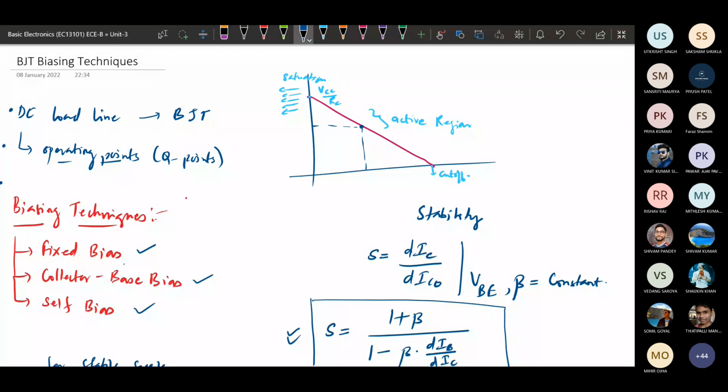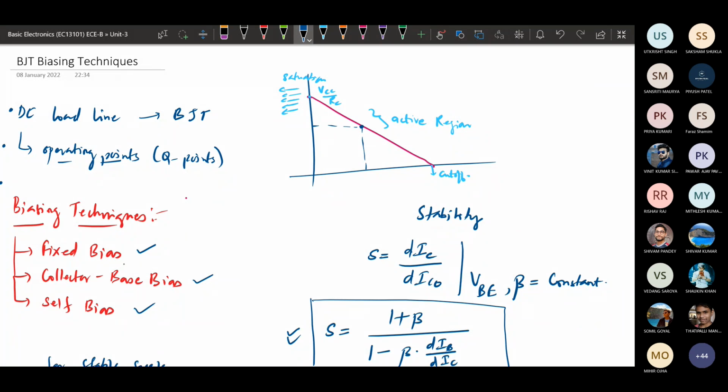That fixed bias circuit was an unstable system. So we should avoid using that, and even if numerical problems are there, we can go with the concept of how we analyze the circuit. You can look into the numerical questions. So these are the three different methods for biasing the BJTs.